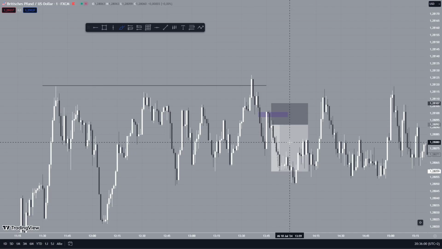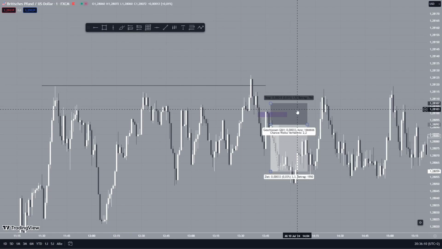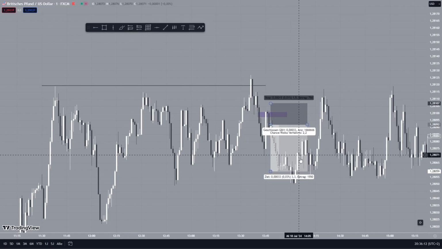At least 1 to 2. Around 1 to 2.5 or something, and then you should be good. In this case, it was, what was it in this case? In this case, it was 1 to 2.2, which worked out pretty good.